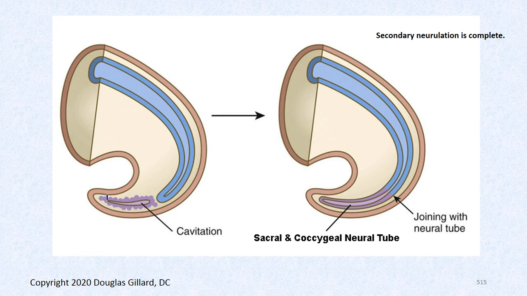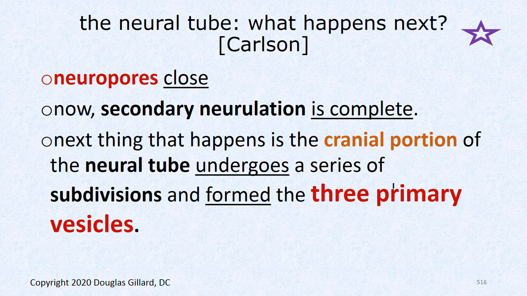So here a cavitation has occurred to form a central cavity, and it connects up right to here, and it joins up. And there we have our sacral and coccygeal neural tube has joined the real neural tube that we just created. So a little bit of weirdness down there.